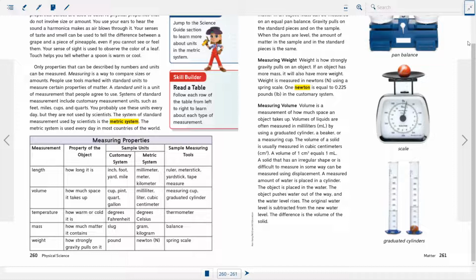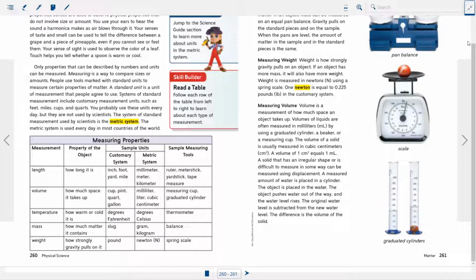Now to measure volume, that's measuring how much space an object takes up. The customary system uses cups, pints, quarts, and gallons. And the metric system uses milliliters, liters, and cubic centimeters. To measure volume, you can use measuring cups or graduated cylinders or beakers.